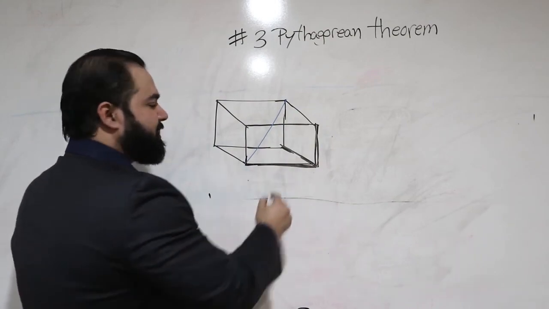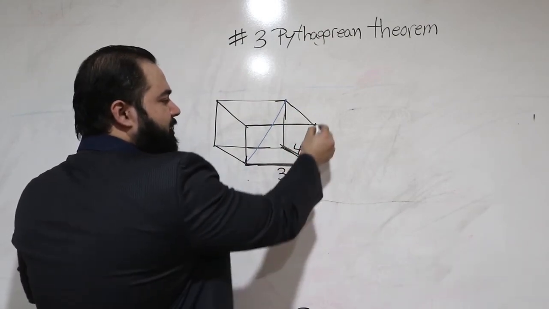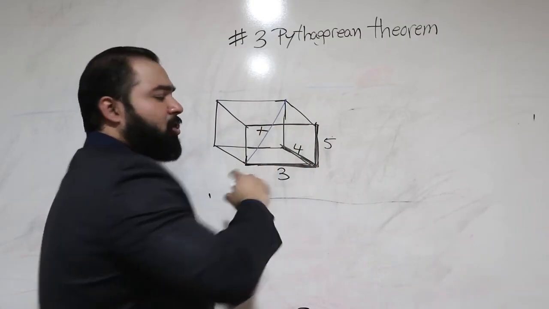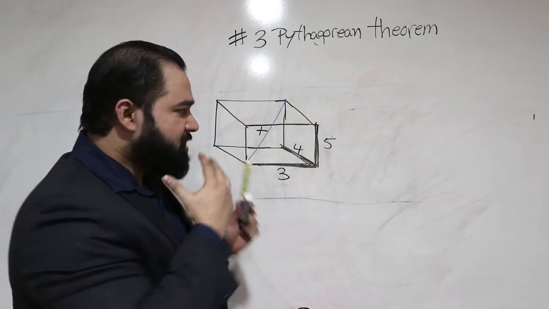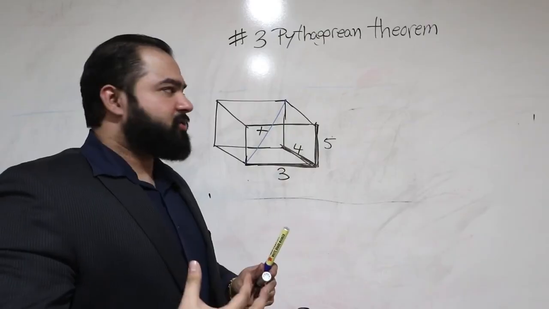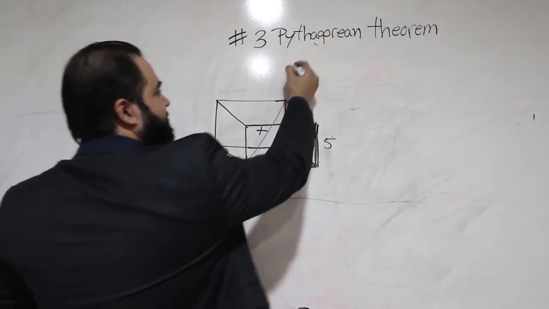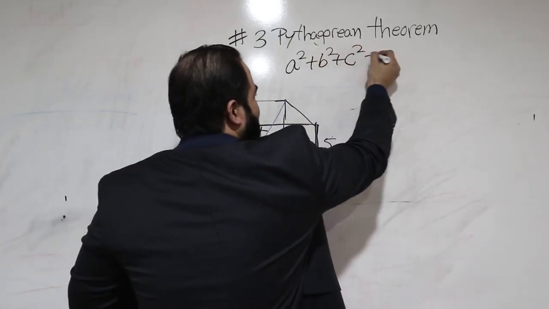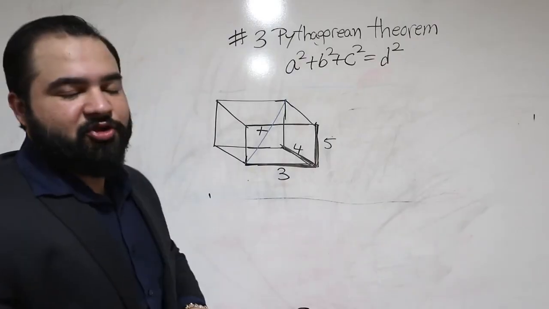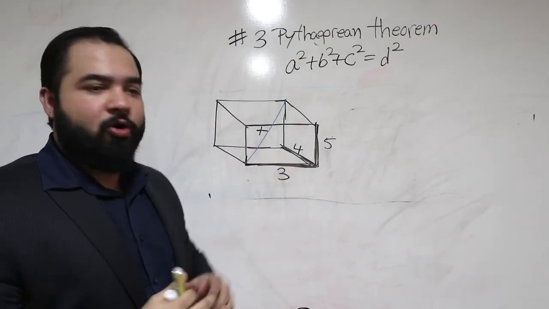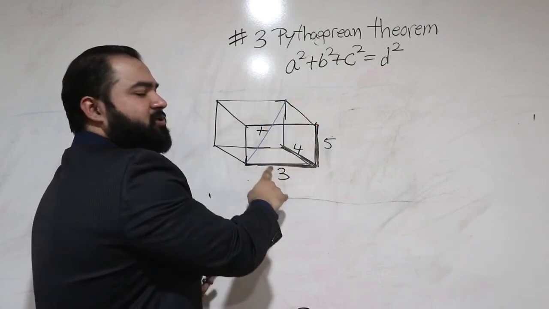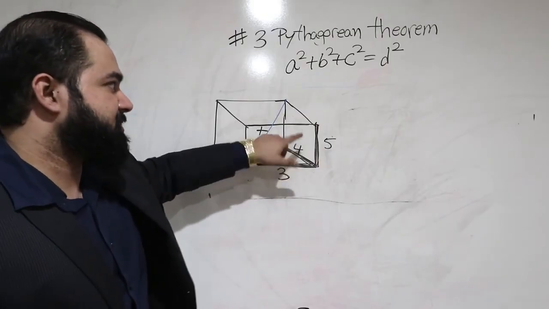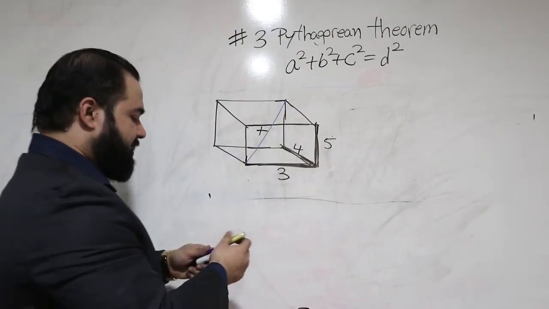So the length of this rectangular prism is, let's say, 3, the width is 4, and the height is 5. And the question is asking, what is the diagonal, the longest length of this prism? So how do we find it? That's when we use our third Pythagorean theorem, which is a squared plus b squared, guess what, plus c squared, equals d squared. This is the theorem we use for rectangular prisms or cubes. Now a, b, c are just the length, width, and height. Let's say a is 3, the length, b is 4, the width, and c is 5, the height. So we can just plug it in.